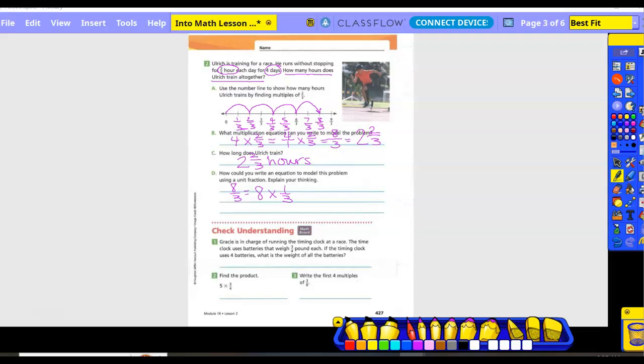Check understanding number 1. Gracie is in charge of running the timing clock at a race. The clock uses batteries that weigh 3/4 pounds each. If a timing clock uses 4 batteries, what is the weight of all the batteries? So 3/4 of a pound, 4 batteries. What is the weight of all the batteries? What can I put in the box as a key term? All, right? So that tells me I'm either going to add or multiply, right? Up here, could we have done all together as a key term? Yes. Okay. So what am I going to do?